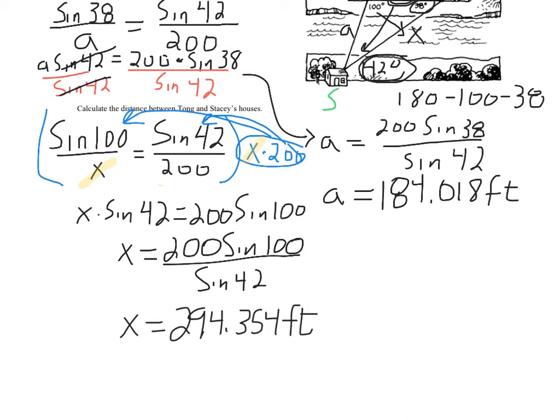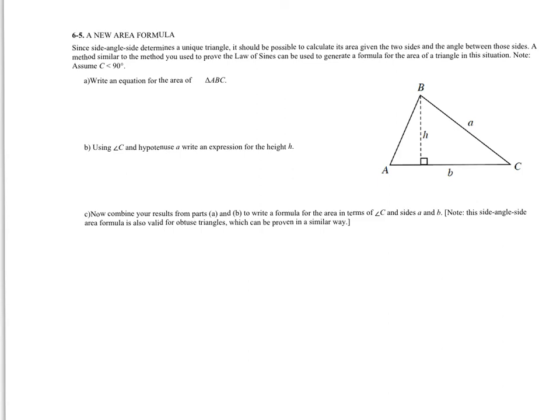Let's take a look at a formula for the area of a triangle. Since side angle side determines a unique triangle, it should be possible to calculate its area given the two sides and angle between those sides. A similar method to the method you use to prove the law of sines can be used to generate a formula for the area of a triangle in this situation. Note that we have to assume angle C is going to be less than 90 degrees. Write an equation for the area of triangle ABC.